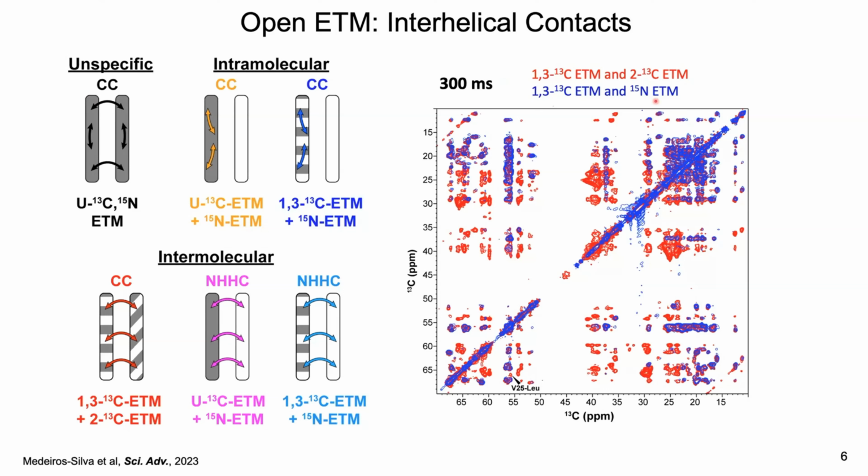Here we're looking at, in red, a spectrum of a mixed label sample where we mixed 1,3 C13 labeled ETM and 2 C13 labeled ETM. So that's red. And how do we get these? We basically express the protein with 1,3 glucose or 1,3 glycerol as the carbon source. And then in another sample, it'll be 2 C13 labeled glucose or glycerol as the carbon source. And that's how you get a mixed carbon label sample. In blue is the spectrum of 1,3 C13 labeled ETM mixed with N15. So this is a control of which contacts come from within each molecule, so intramolecular contacts.